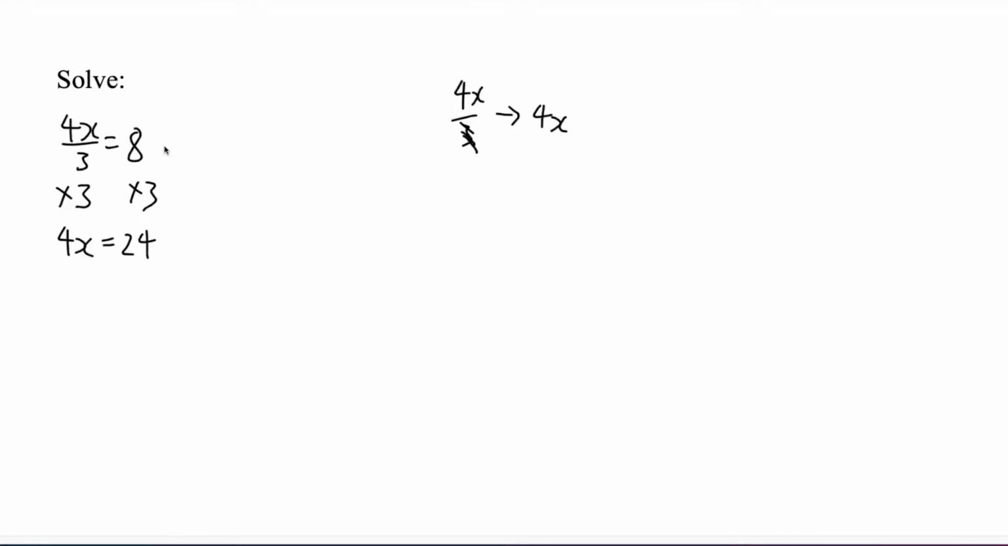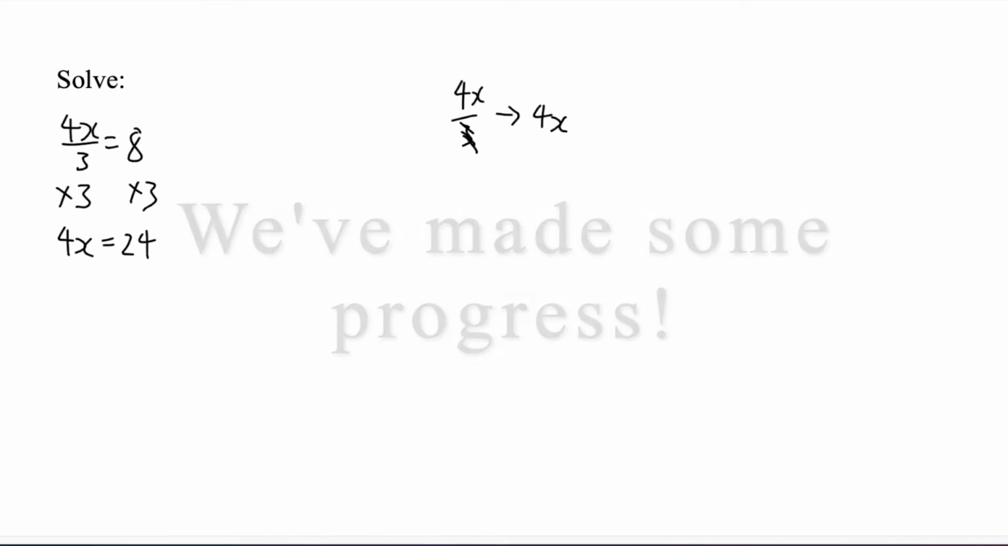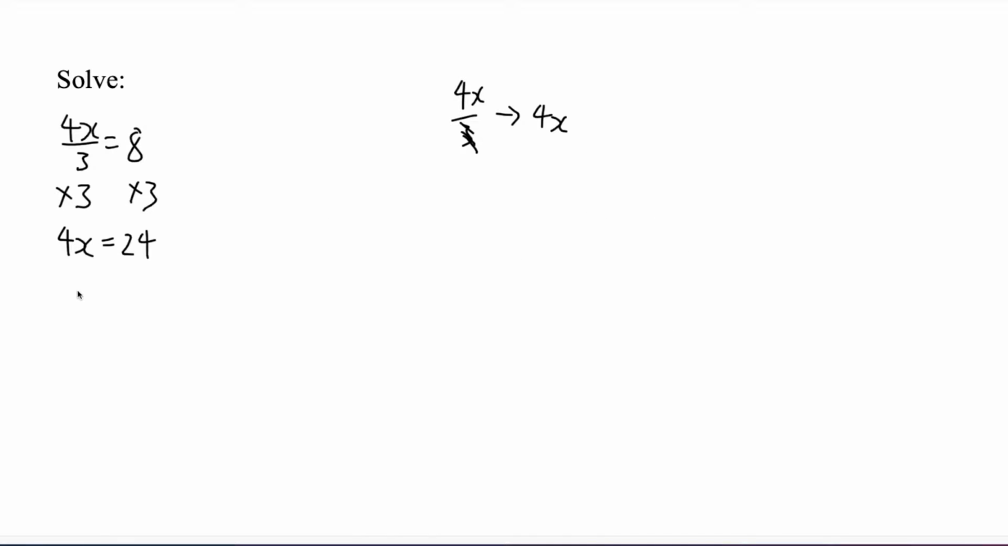Now as you can see, this equation has been reduced to a more simple equation. This equation has fractions, this equation does not. So we've moved one step ahead. In the next step, we want to make x by itself, because at the end of the day, we want our answer to be x is equal to something. So to turn the 4x into an x, we can divide it by 4.